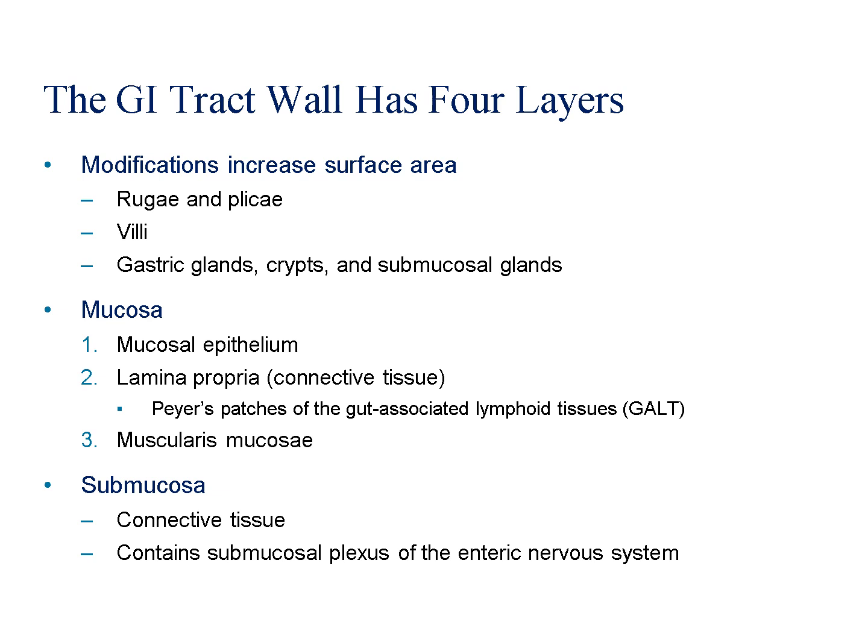To maximize digestion and absorption, the gastrointestinal tract contains several modifications that increase surface area. Structures such as rugae and plicae allow the stomach and intestines to expand. Villi and microscopic projections known as microvilli significantly enhance the surface area for nutrient absorption. Additionally, specialized glands, crypts, and submucosal glands contribute to secretion and immune defense within the digestive tract. Together, these layers ensure the efficient breakdown, absorption, and movement of food through the digestive system.